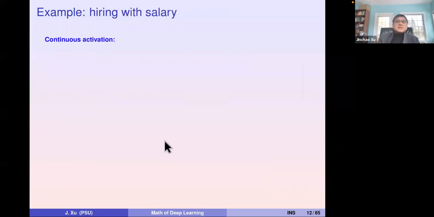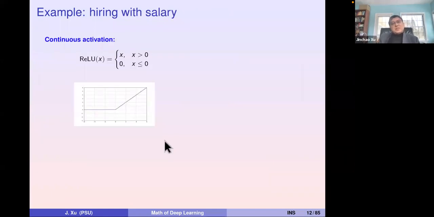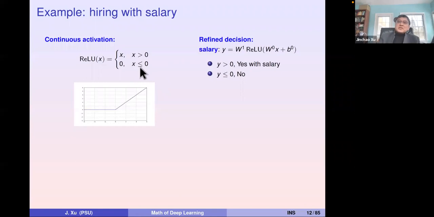But one of the most commonly used, most popular activation functions is called ReLU, the rectified linear unit. This is a function where, when x is greater than or equal to 0, I pick x, but when x is less than or equal to 0, it's 0. So I have a quantity, not only yes or no. For example, you hire somebody, and I'm not only deciding whether to hire the person, but I also give the salary. So if y is greater than 0, then not only do I hire, but I also give a salary. Suppose the weight W1 is $2,000.